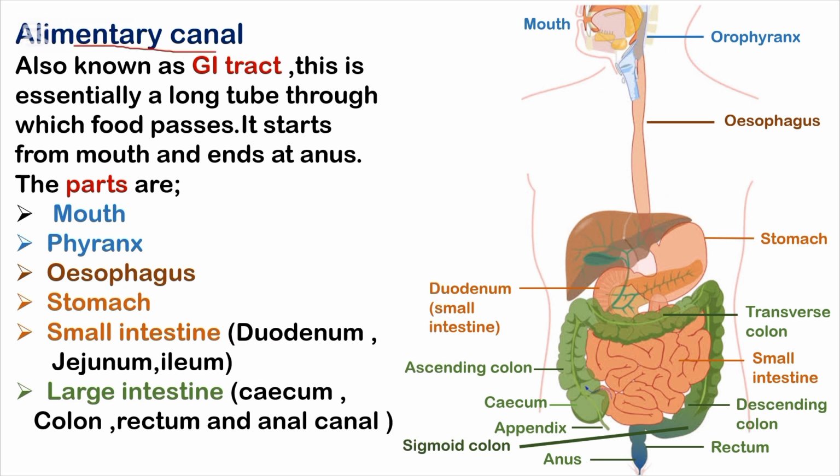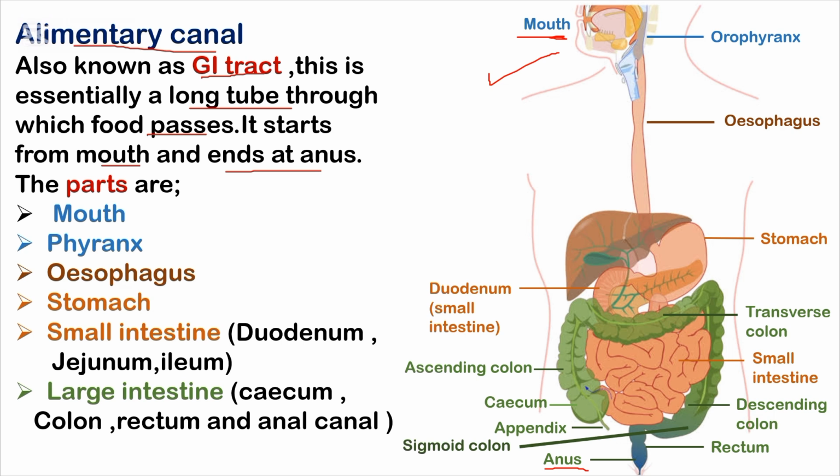The alimentary canal, that is the main digestive tract, is also known as the gut or gastrointestinal tract. This is a long muscular hollow tube through which food passes. It starts from the mouth and ends at its last part, that is the anus. It consists of the main primary organs. In this picture, organs of the alimentary canal are labeled, and it starts from the mouth as I described earlier and ends at its last part, that is the anus.